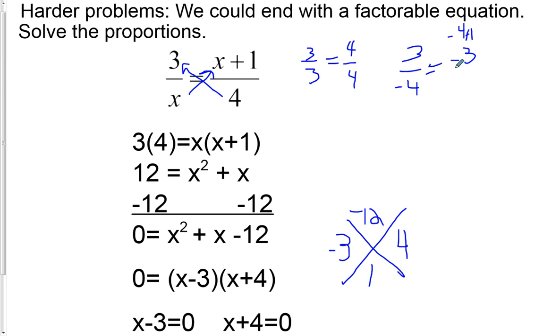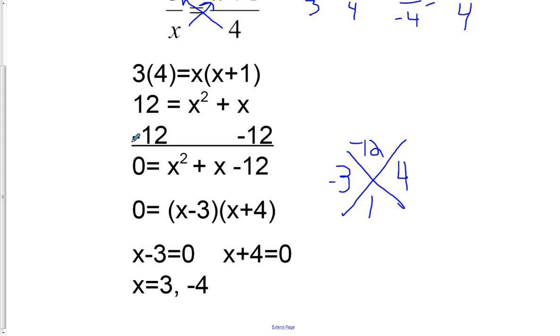Ooh, a little backwards, over 4. Right, these are the same, sorry, very sloppy, but 3 over negative 4 equals negative 3 over 4. Those are the same. So both answers work. A little bit more work though, right? Typically we're done by right around here. In this case, with factoring, it does take a little longer.